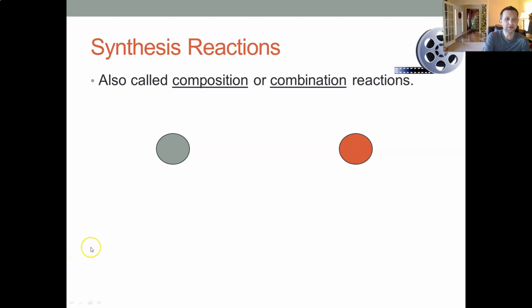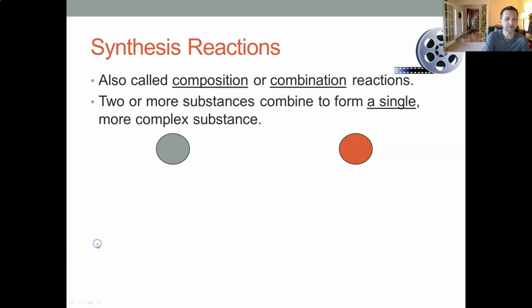Okay, so what happens with a synthesis reaction? What really happens here is 2 or more substances combine to form a single, more complex substance. So for a lot of these, I have a little animation here for you. On your note sheet, you can start with your pictorial representation here where we have 2 different substances. So these are going to react and make some product, okay?